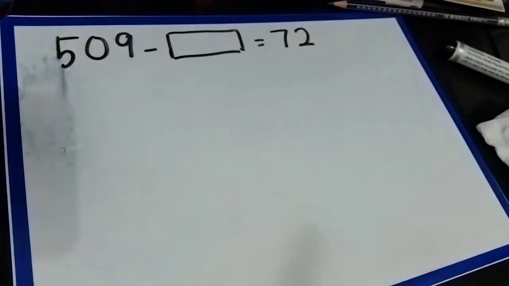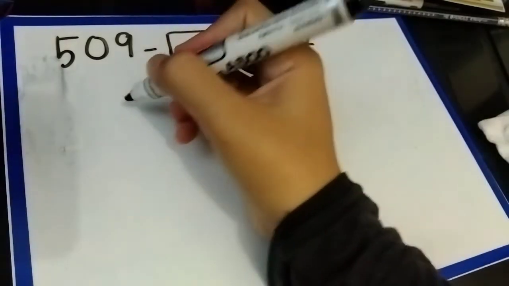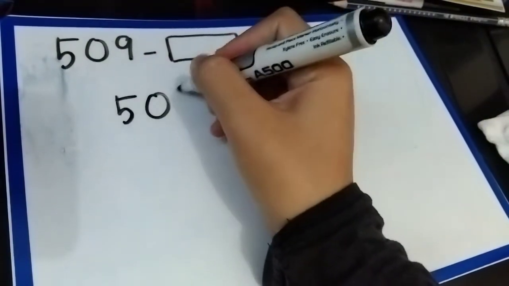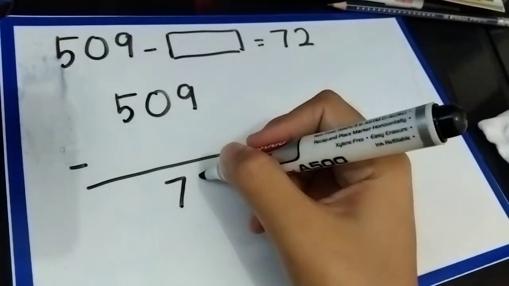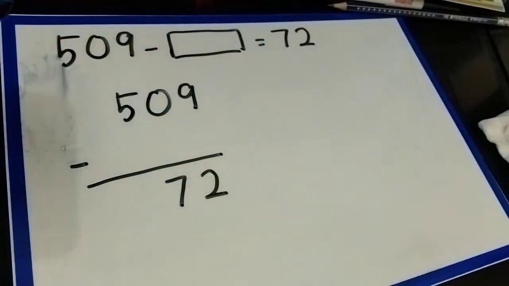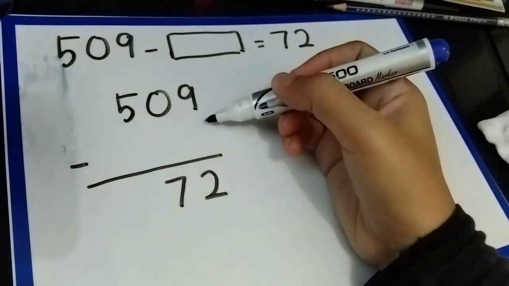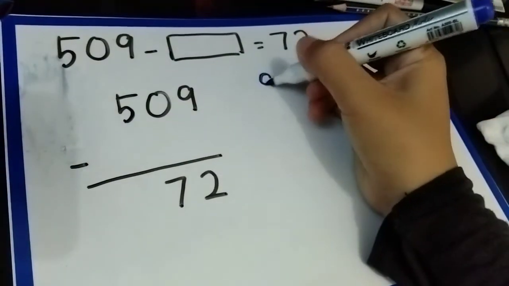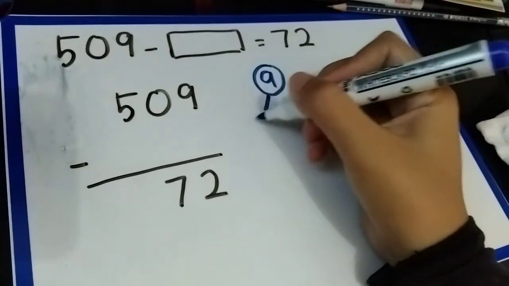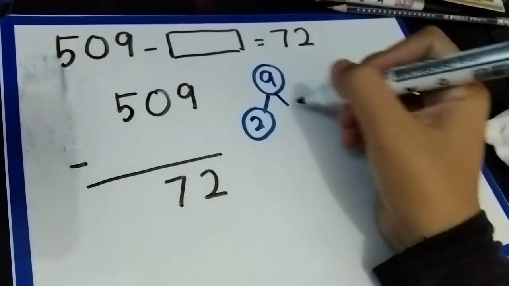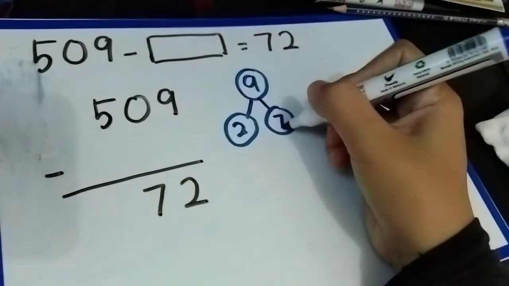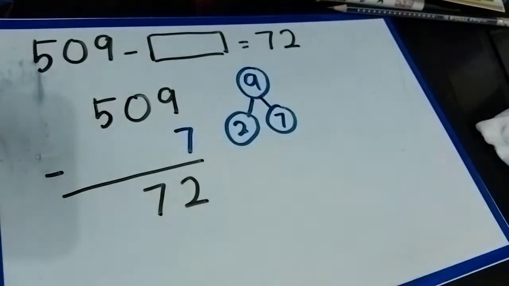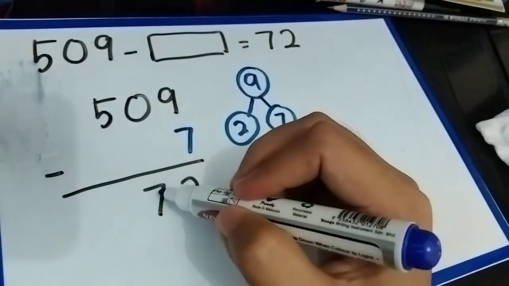509 minus a number is equal to 72. Okay, write it down first. 509 minus what is equal to 72? Okay, let's look. 9 minus what, you get 2. 9. Okay, the first digit is 2. And the second digit is, okay, 2 plus 7, and then you get 9. And then look at the second digit. 0 minus what, you get 7.